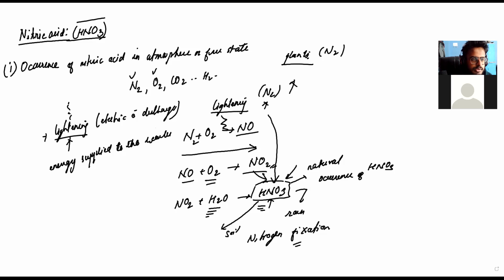So this process is known as nitrogen fixation. Nitrogen fixation is converting atmospheric nitrogen into some compounds that are useful for the plant in some form, right? So that is nitrogen fixation. Nitric acid is formed this way.